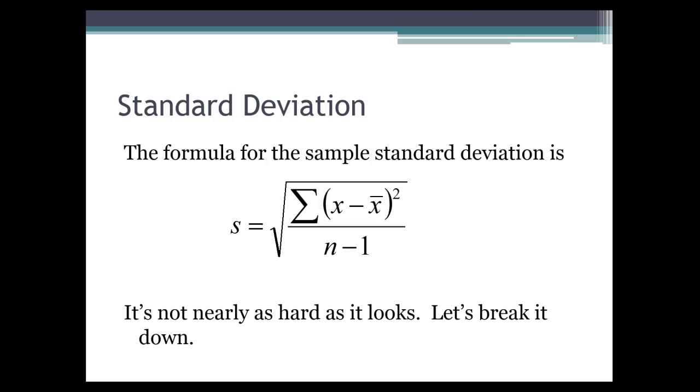Here's the formula, which looks messy, but it's not too bad. This just says we're going to take every data point, subtract the mean, square all of the results, and then take the sum of all of those, divide by the sample size minus 1, and then take the square root. So that's about 5 steps. So let's go through them step by step.